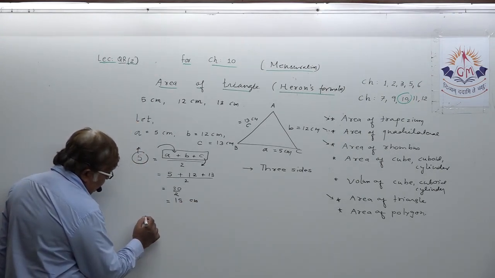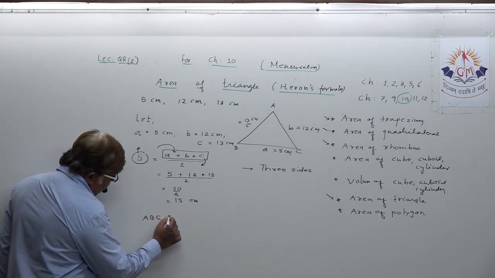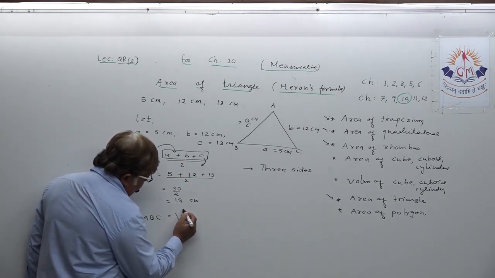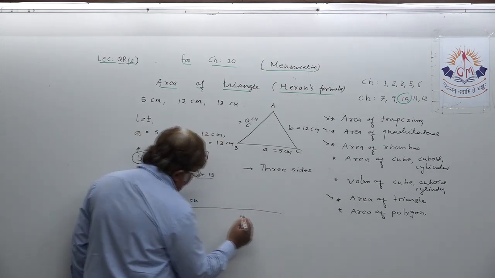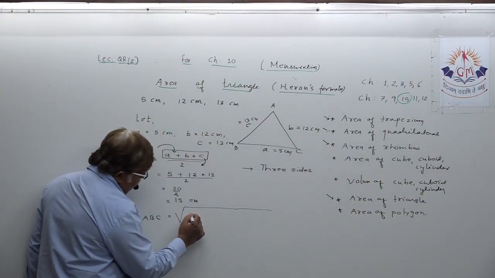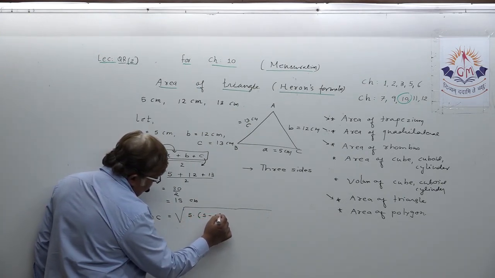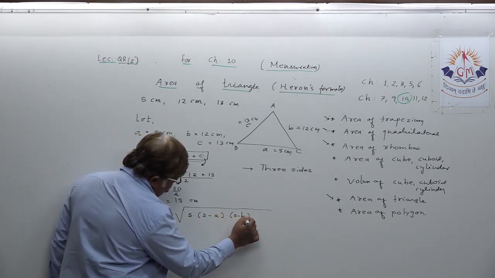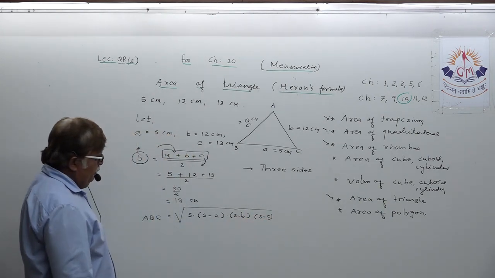So, semi-perimeter, and then you know the formula. And it may happen that the formula must have gone out of mind. Heron's formula, ABC, generally mentioning. Okay, what is Heron's formula? S into S minus A into S minus B into S minus C.